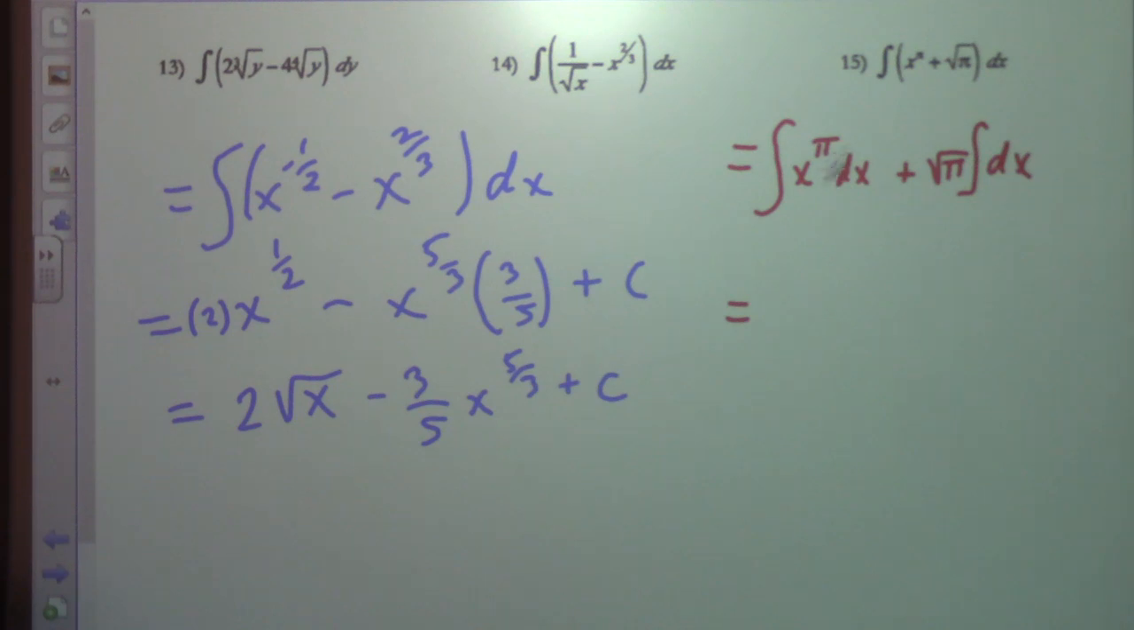What do we do at this pi? Put it in front. Okay, we make this pi what? Plus 1. And we divide by pi plus 1. Y'all are so good. And then this one over here is going to be plus square root of pi x. Plus C. And never forget to add the C.